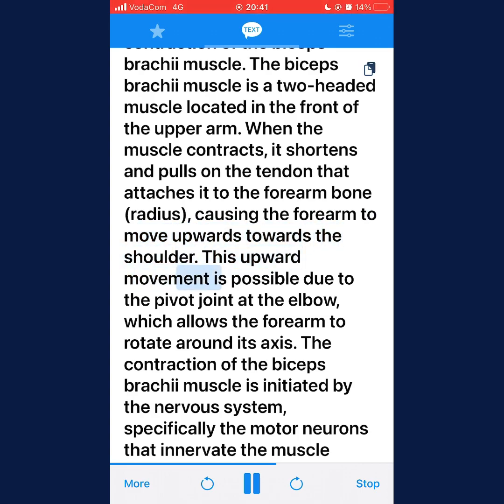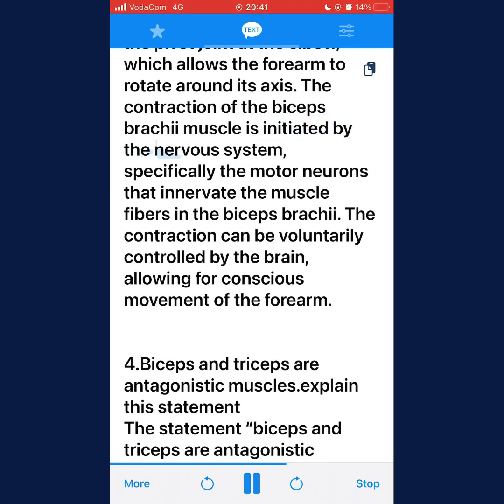This upward movement is possible due to the pivot joint at the elbow, which allows the forearm to rotate around its axis. The contraction of the biceps brachii muscle is initiated by the nervous system, specifically the motor neurons that innervate the muscle fibers in the biceps brachii. The contraction can be voluntarily controlled by the brain, allowing for conscious movement of the forearm.